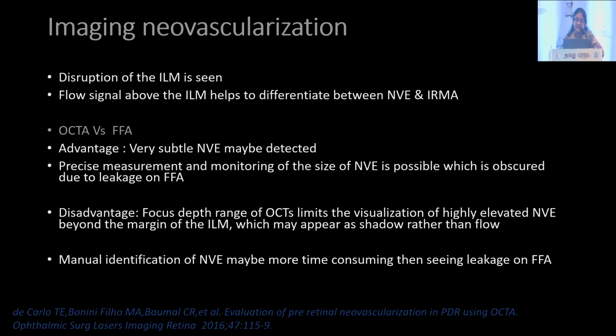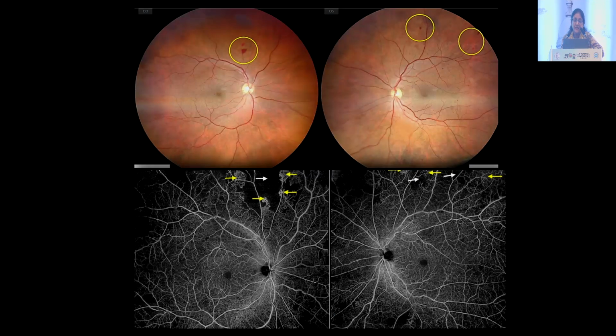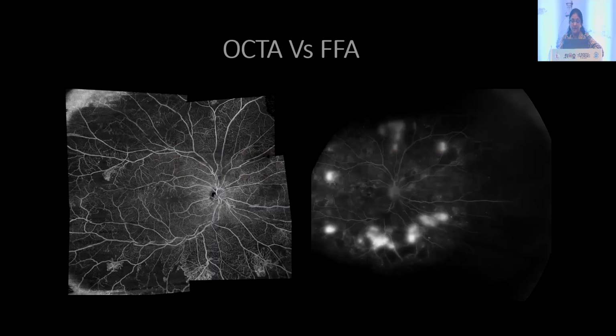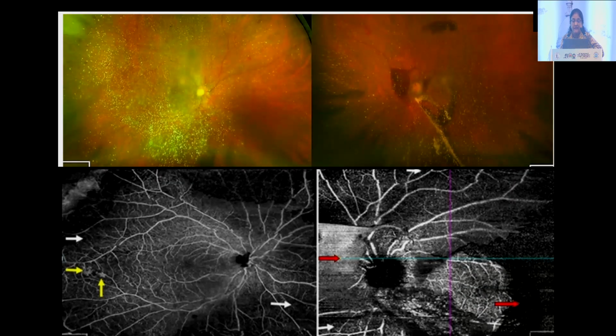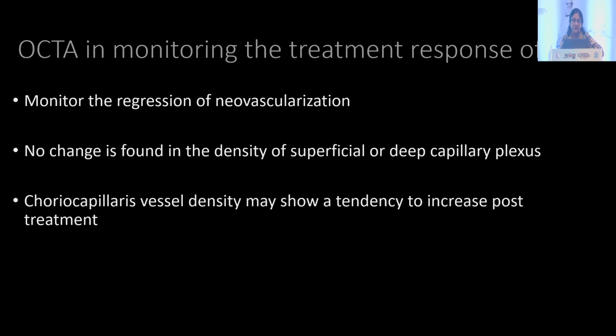The disadvantage is that if there are very elevated NVEs beyond the margin of the ILM, they may appear as shadows rather than a flow area. So here, these are a few of my images where you see that on a color fundus photo, you are able to identify NVEs, and on doing an OCTA, again, you are able to pick up the same areas, which is beautifully helping you pick up NVE in a non-invasive manner. This is a comparison between OCTA and FFA, where you can again identify the NVE areas. And this is a patient of asteroid hyalosis, where again on OCTA you can identify the details of the fundus.